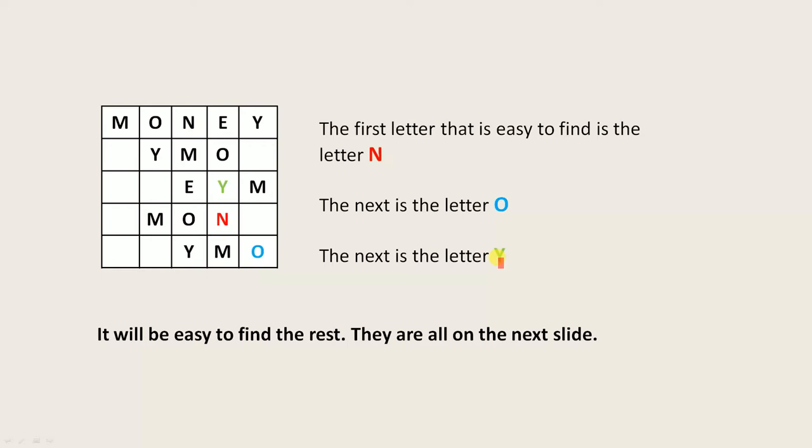The next letter is Y. See here? We had E, O, N and M, so that naturally has to be Y. So we found 3 of the letters, so it will be easy to find the rest. They are all on the next slide.